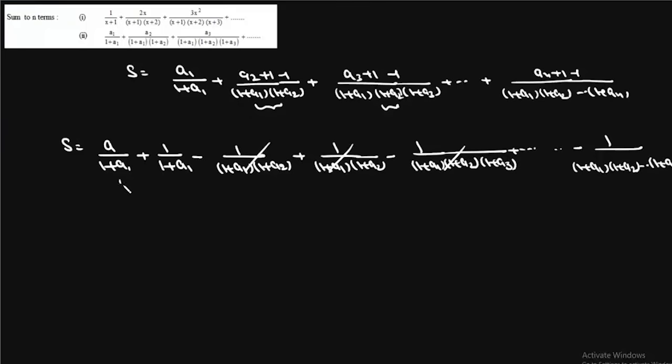So what we'll get is these first two terms and this last term. Now a1 plus 1 upon 1 plus a1, this is 1. So this sum will be 1 minus 1 upon (1 plus a1)(1 plus a2) up to (1 plus an). And that is the answer to this question.